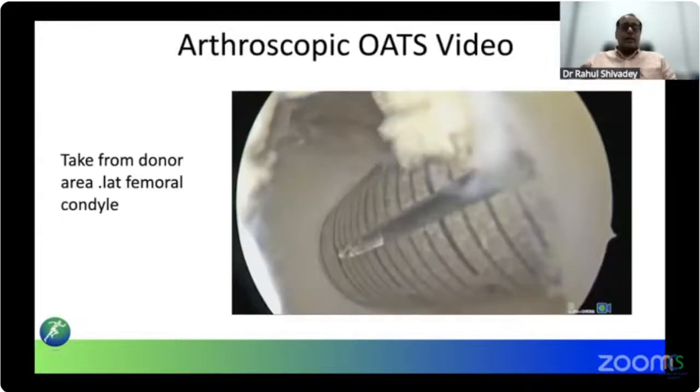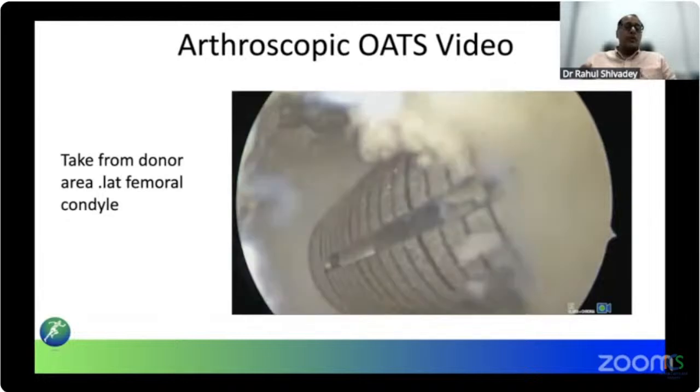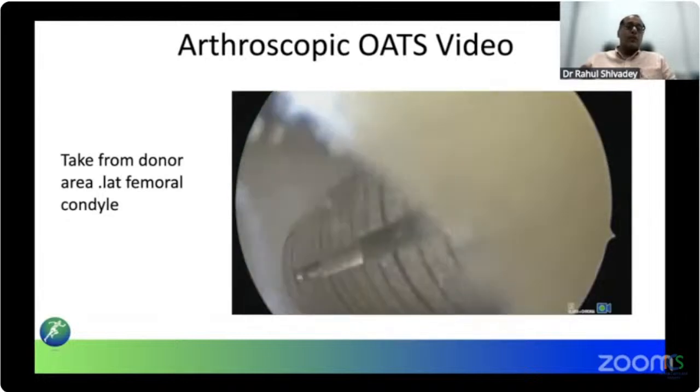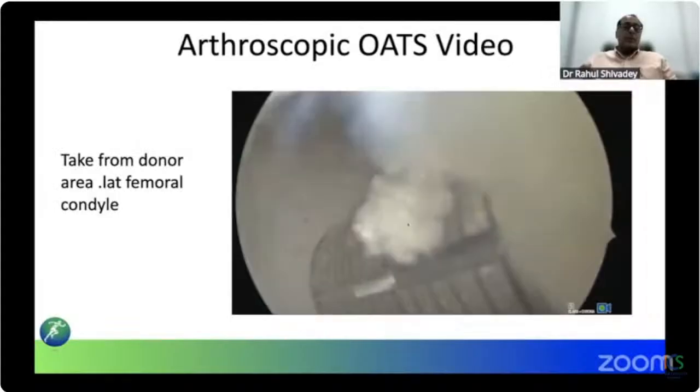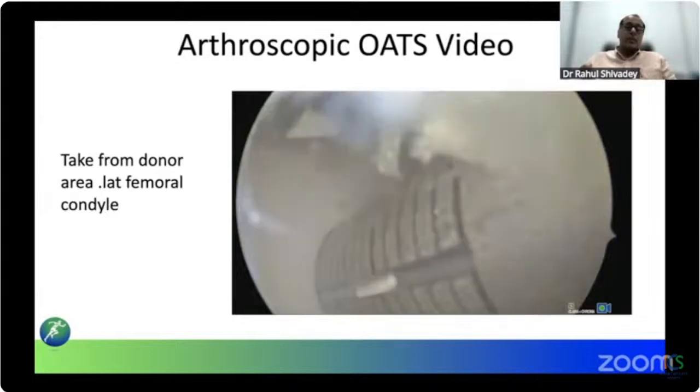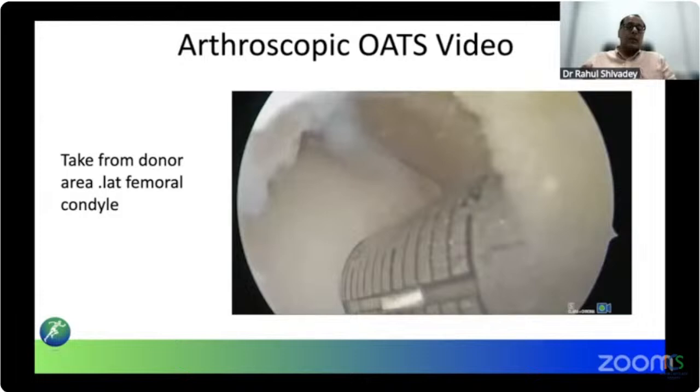So how do we get it from the donor side? Again, you need to extend the knee. Once you've extended the knee, I would usually go up to 13 mm of extraction, because then 2 mm is for the cartilage that is there.